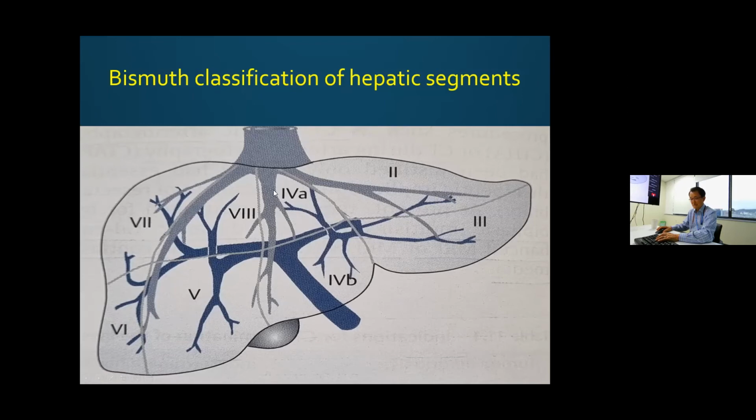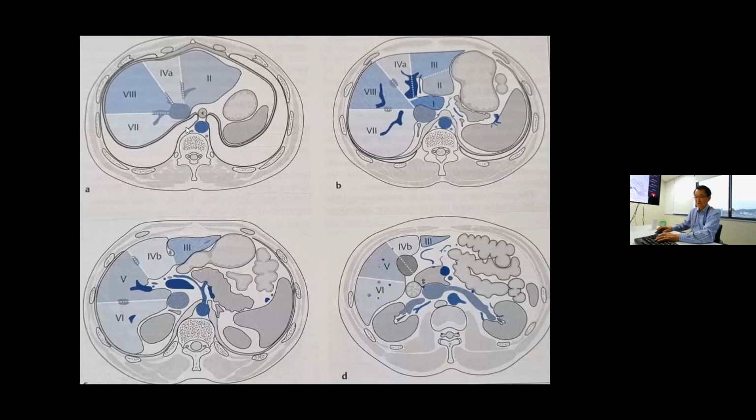That's the Couinaud axial. And on the right side, the upper high is 7 or 8. 8 is anterior, 7 is posterior. Inferior is anterior 5, posterior 6. So here you have to know very detailed. Okay. And then the inferior vena cava is down here first. Inferior gallbladder here, you divide here. So the right, left.